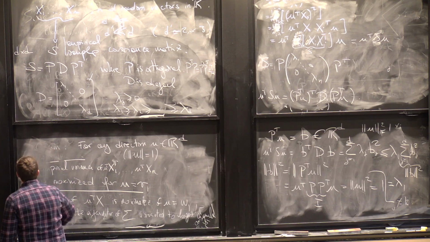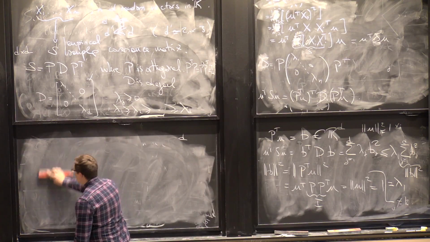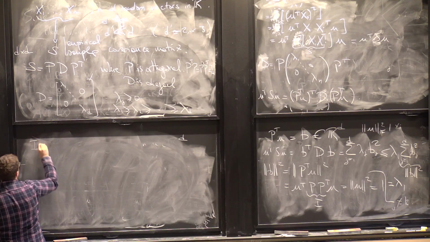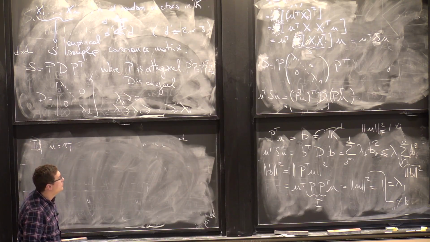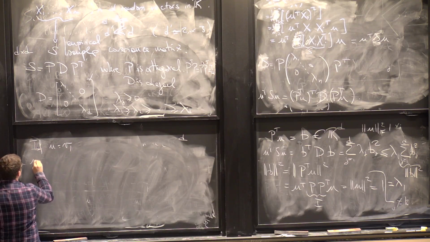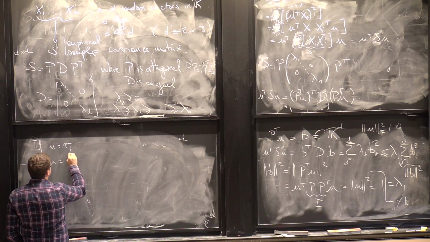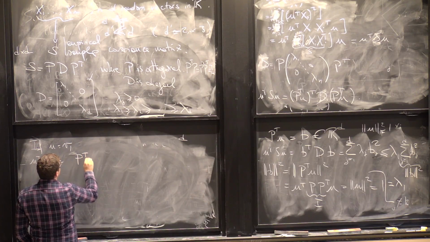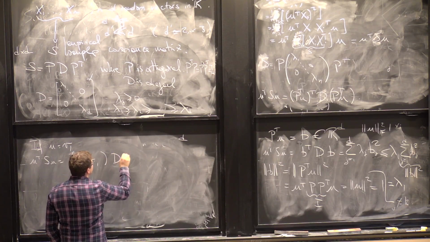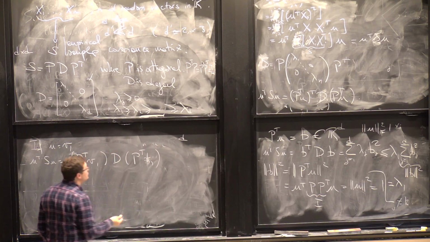But if I take U equal to V1, then what I have is that U transpose S U is equal to P transpose V1 transposed, D, P transpose V1. But what is P transpose V1?